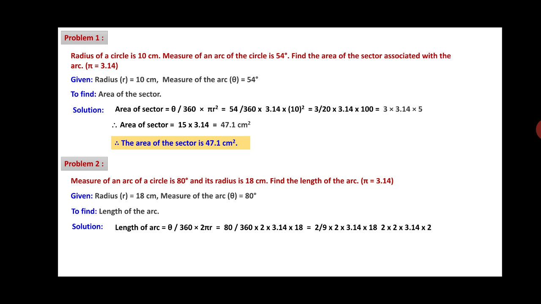Therefore, you will get 2 upon 9 into 2 into 3.14 into 18, which will be 2 into 2, 3.14 into 2. So that leads to length of an arc is equal to 8 into 3.14, which will be equal to 25.12 centimeter. Therefore, the length of the arc is 25.12 centimeter.